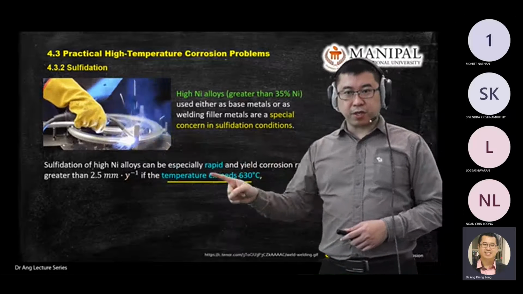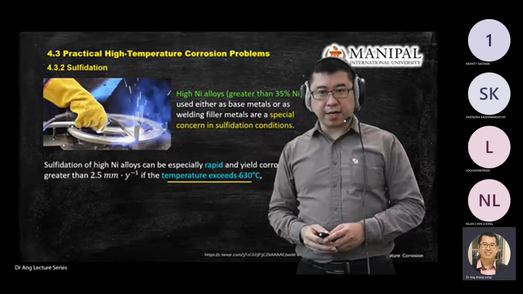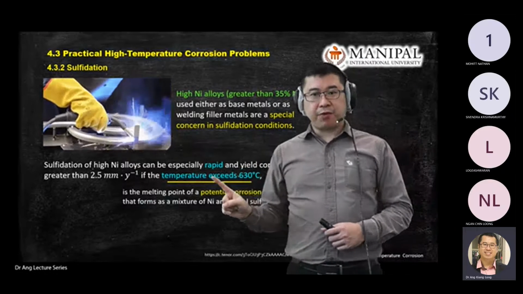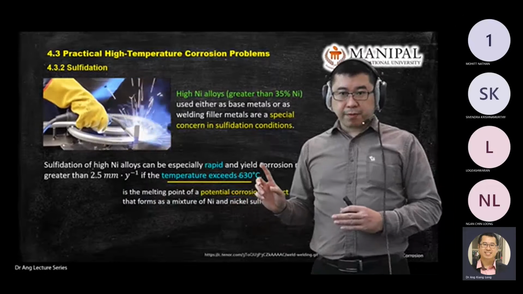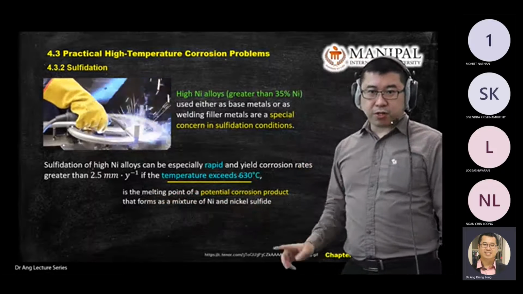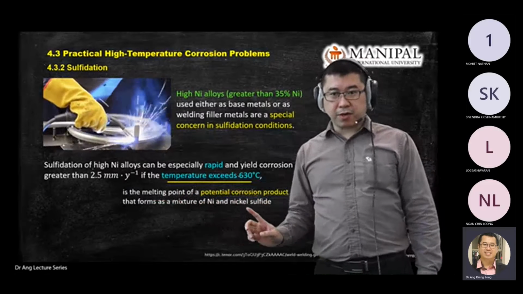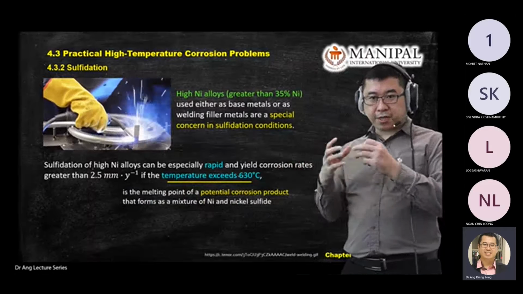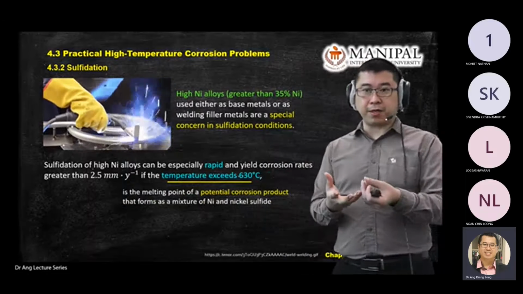So again, temperature you need to control if you have a high nickel alloy under sulfidation process. Why? Because if you increase the temperature more than 600 Celsius, you might melt some of the corrosion products, maybe the nickel oxide or nickel sulfate. So when you melt away all these oxides, all these products, there is no more protection. If you have already melted these products, you're not able to stop the corrosion, right?